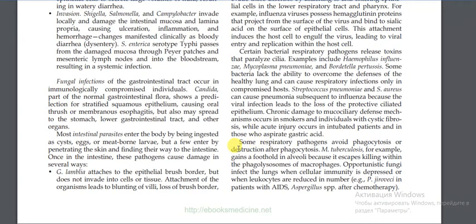And then some respiratory pathogens avoid phagocytosis or destruction after phagocytosis. An example is Mycobacterium tuberculosis. It gains a foothold in alveoli because it escapes killing within the phagolysosomes of macrophages. They avoid the phagolysosomes in macrophages, and they are so tricky that they can settle in the macrophages. Macrophages envelop them, but they can't kill them.